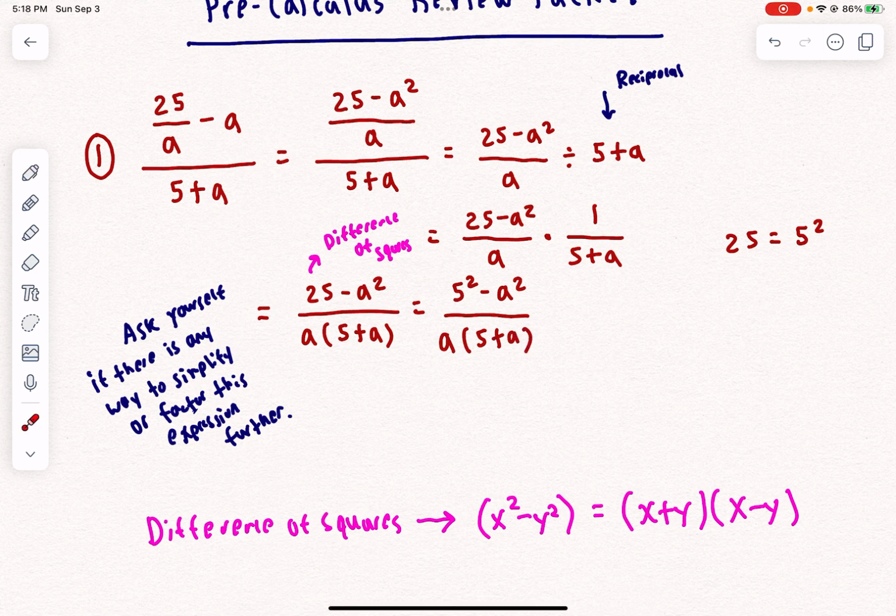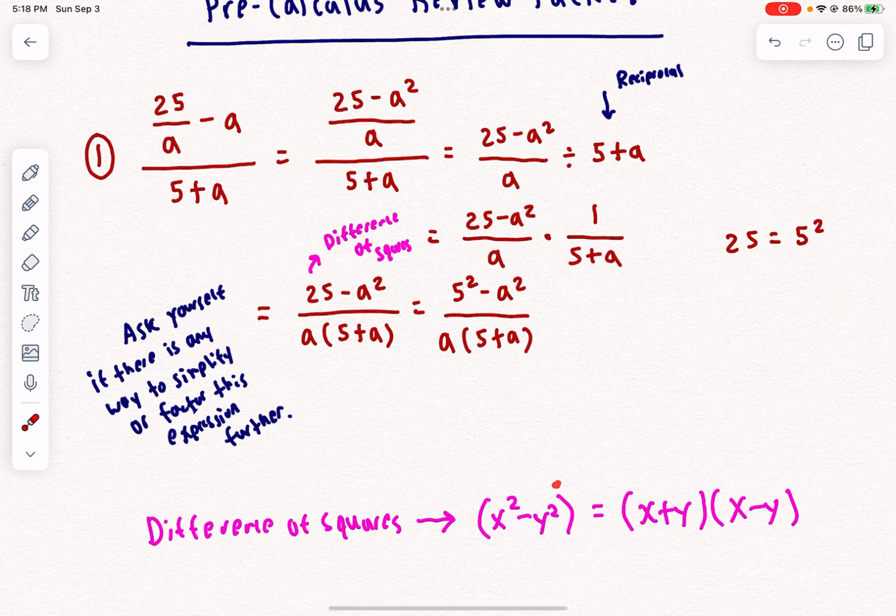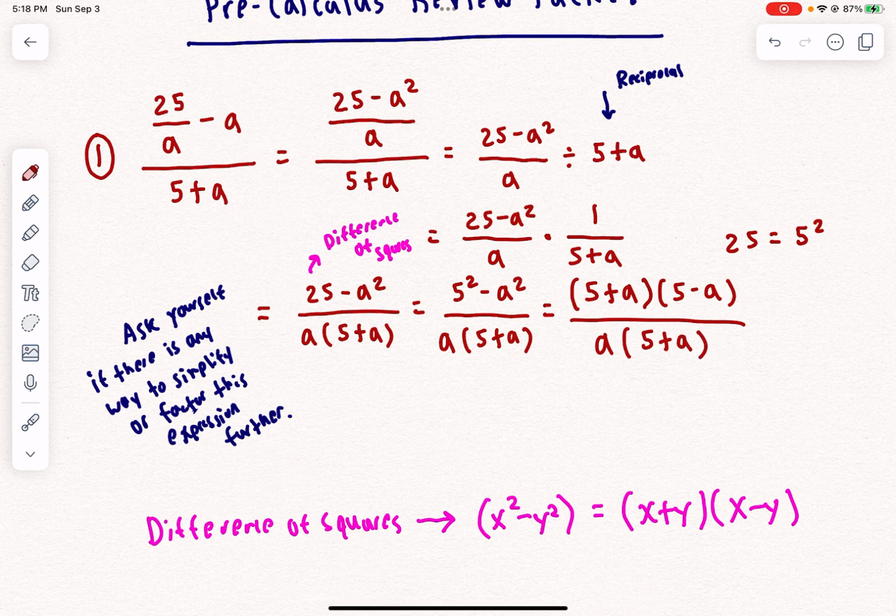And if we continue going with this, using the difference of squares property, another way to write this is just 5 plus a times 5 minus a, all over a times 5 plus a. And at this point, you want to ask yourself, is there any way that we can maybe cancel out some terms?